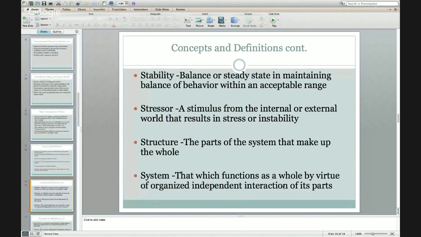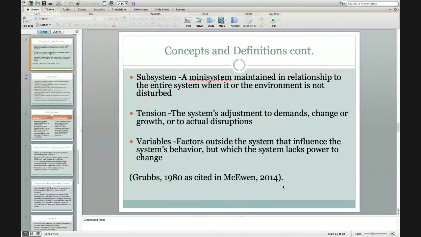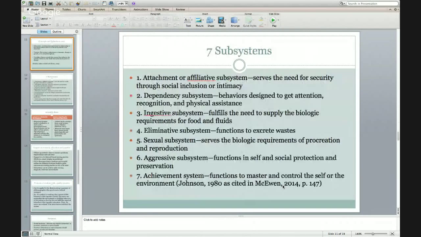Yes, the ingestive system where you eat, if you do not eat and you have a low blood sugar, you may have a seizure, and then that would affect the neurological functioning. So all the pieces are interconnected and interdependent on each other for functioning at optimal health. Subsystems we'll talk about later. They can be used to make nursing diagnoses and implementations from. Here are the 7 subsystems. Attachment or affiliative subsystem, dependency subsystem, ingestive subsystem, eliminative subsystem, sexual subsystem, aggressive subsystem, and achievement subsystem.